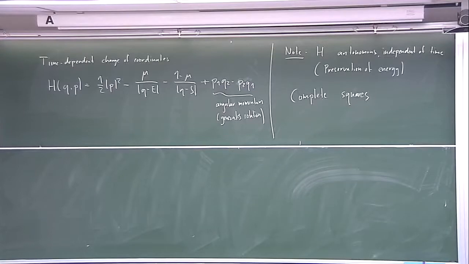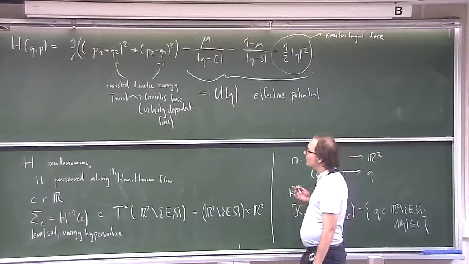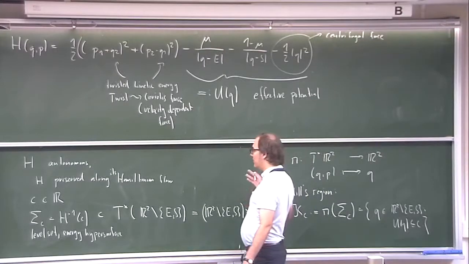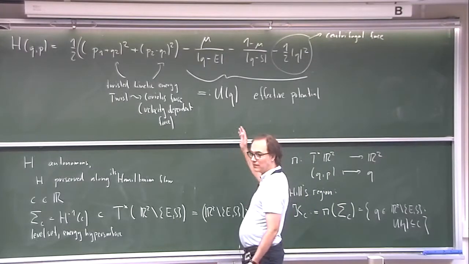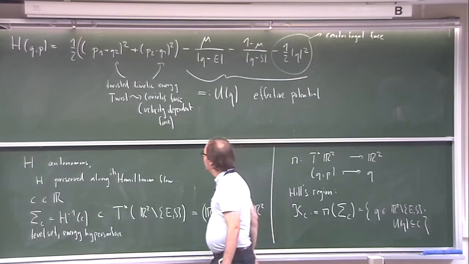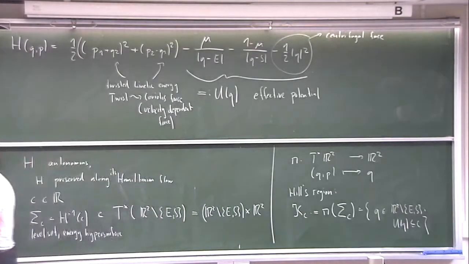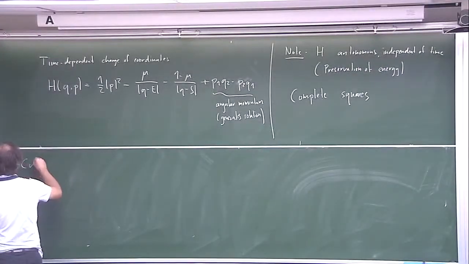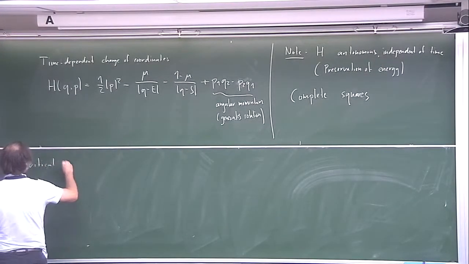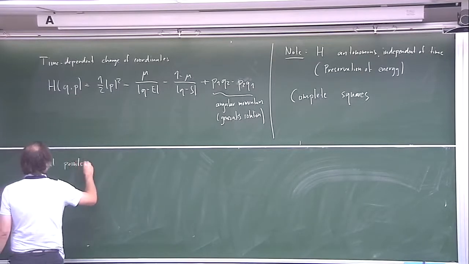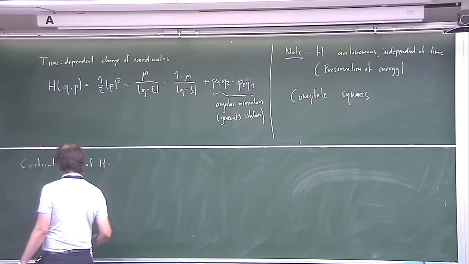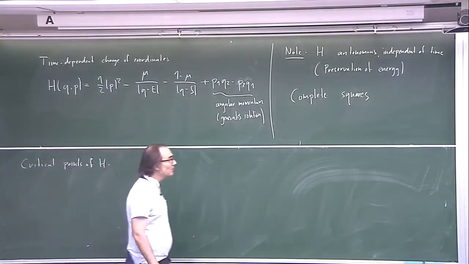So this Hills region depends on C, and as you know from Morse theory, it will change when we cross a critical level. So what are the critical points of H? We first note the following thing.